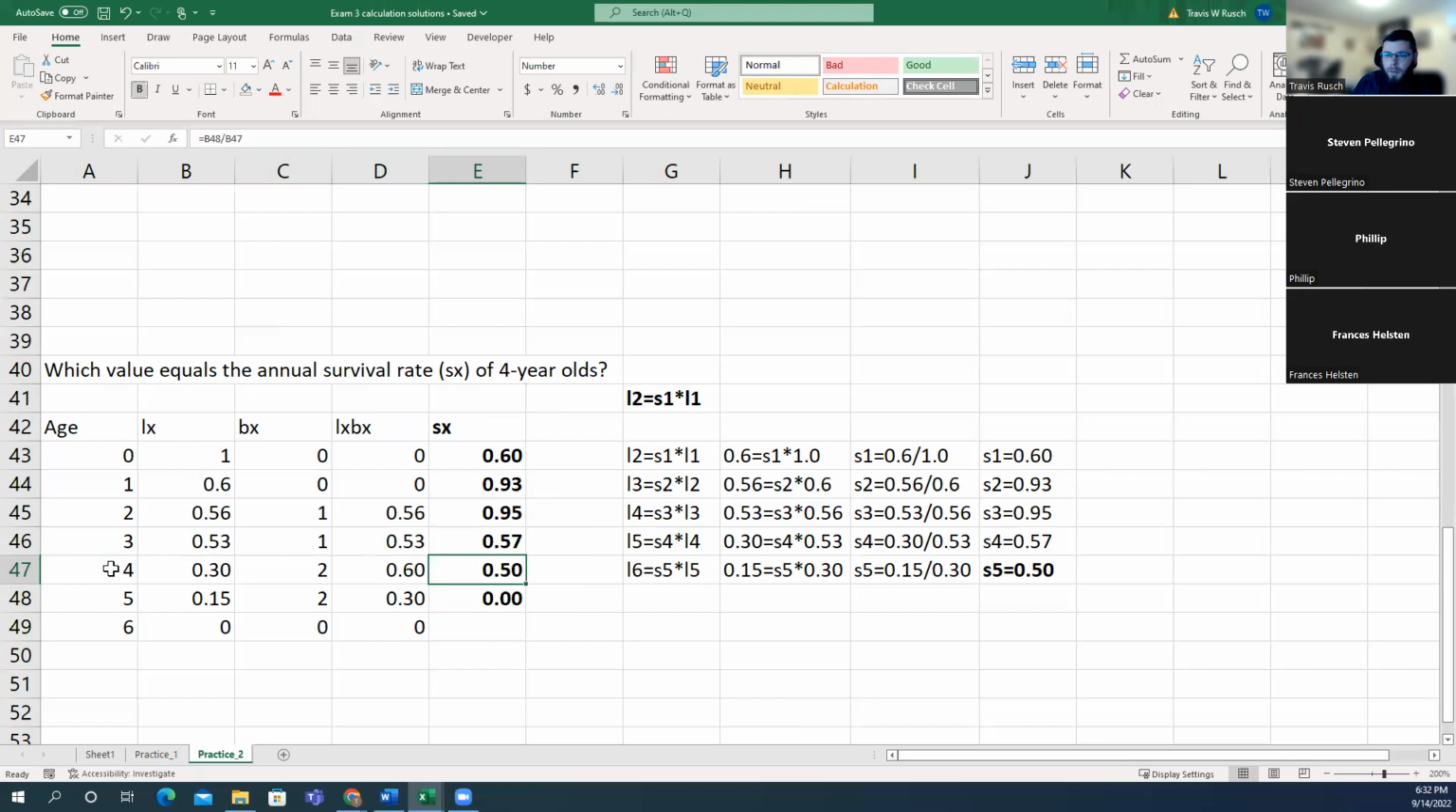And from the chat, yeah, we're using the l2 equals l1 times S1 equation to solve for S1. And then you can take it to the next step. Once you have S1, you can then solve for S2, S3, S4, and S5, and then just know which one of these values is associated with the question. Does that make sense, how we did these calculations?